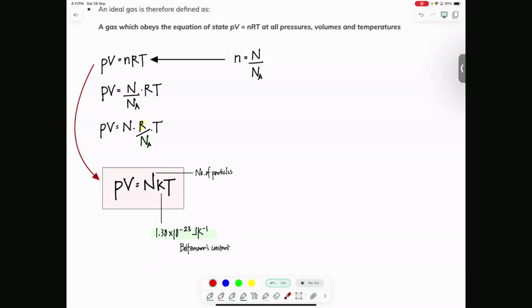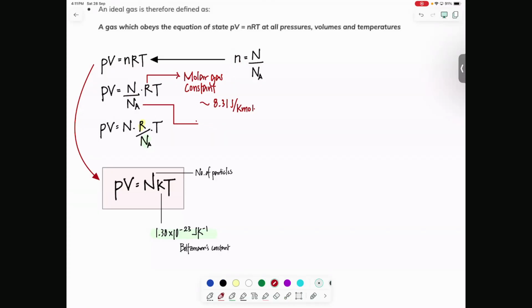And then R by Na becomes a number. Assume you know what R is, it's called the molar gas constant. It's something that you need to know, in fact you have to memorize it. This is 8.31 joule per kelvin mole. That's the molar gas constant. What's Na? Na is 6.023 times 10 to the power 23.